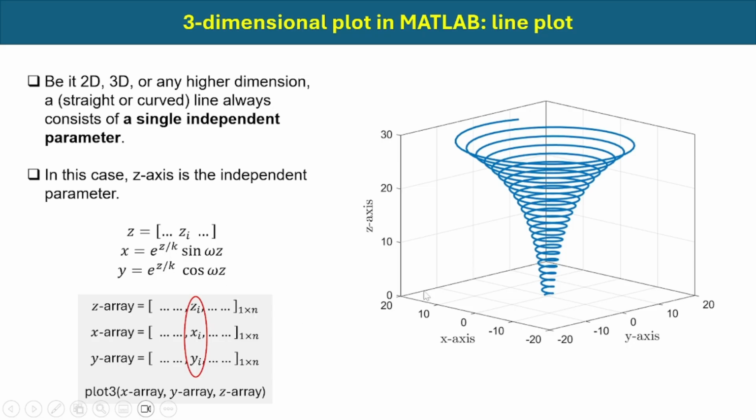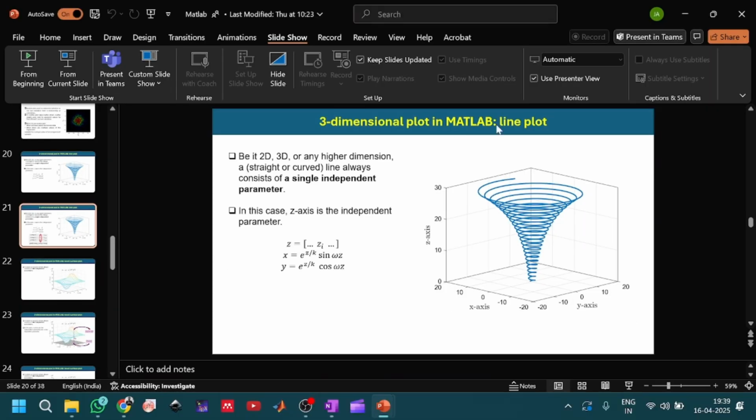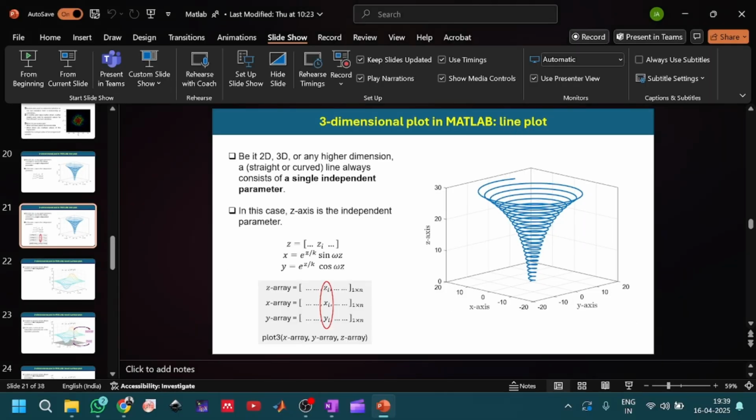For a fixed value of z, this will be a number, and it will perform a circular motion. As we keep on increasing z, we can see a cyclone-like figure being generated from the line plot. So let me show you an example in MATLAB.